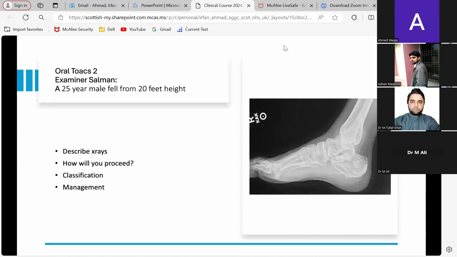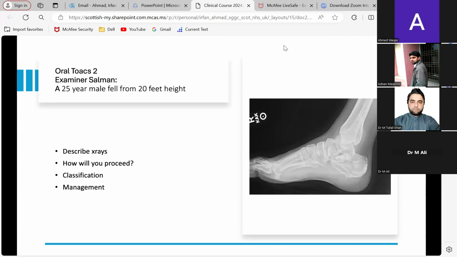How do they help? Why do you measure these angles? If Gissane's angle is increased, it indicates that there is a depression fracture of the calcaneum. And if Böhler's angle is decreased, then it indicates that the height of the calcaneum is reduced.